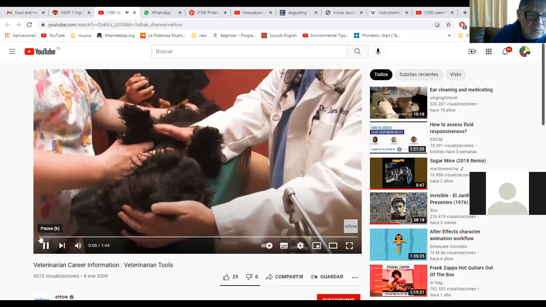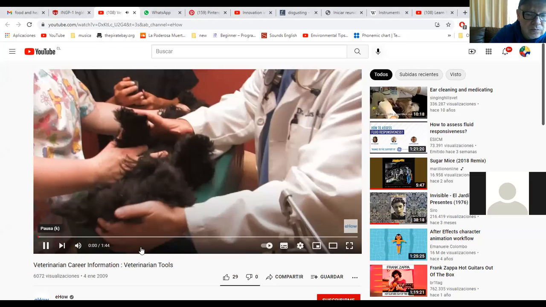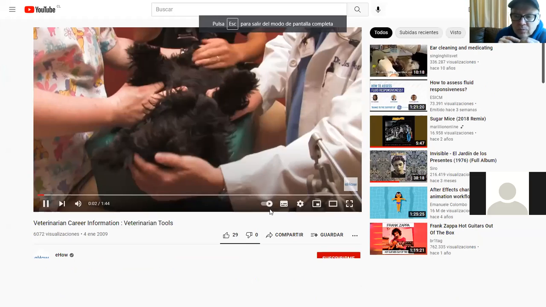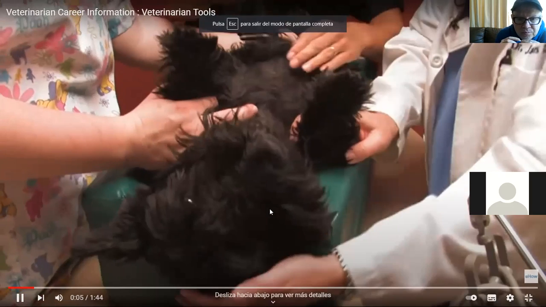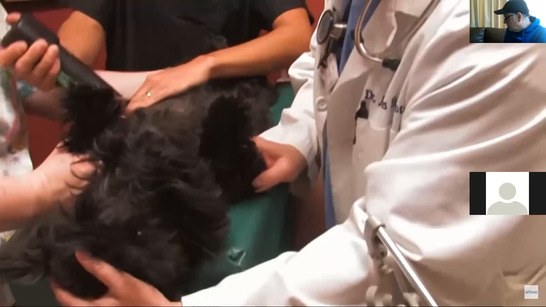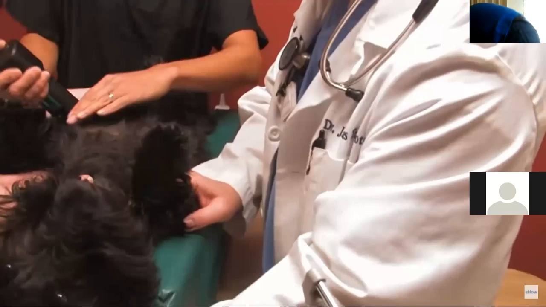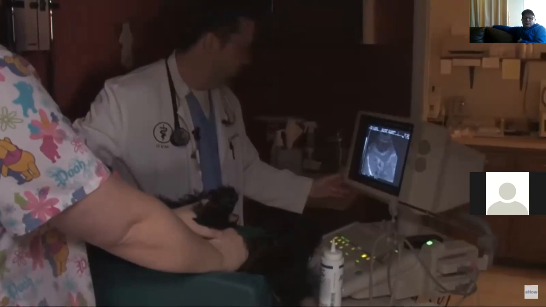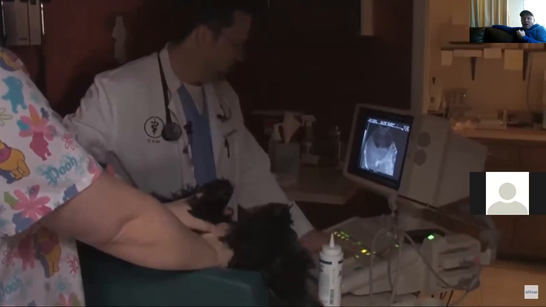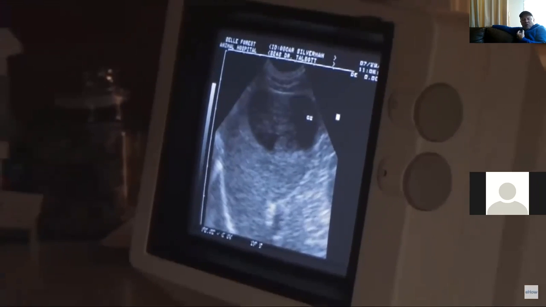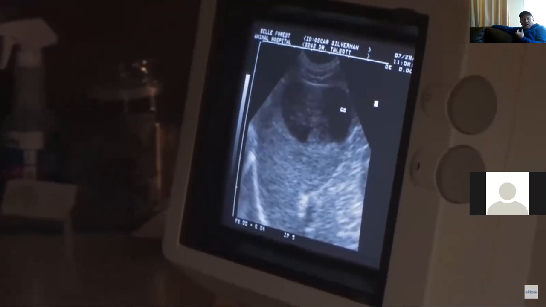So we are checking his liver and his spleen and all of his abdominal organs to make sure that he does not have cancer. This is our liver. I'm going to take a quick picture of this thing so we'll have it in record.